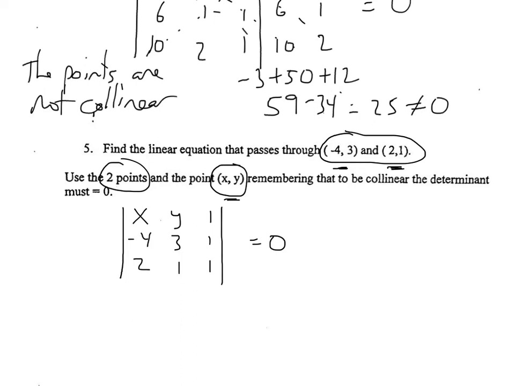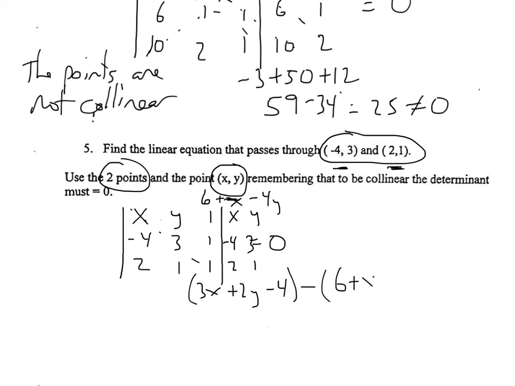So you can do expansion, you can do diagonals, it's up to you. X, -4, 2, y, 3, 1. So I get 3x plus 2y minus 4. The other way I get 6 plus x minus 4y. So here's where you need to be careful. I'm subtracting that whole quantity. So I take the bottom quantity minus that top quantity. 6 plus x minus 4y. And I set this equal to 0.